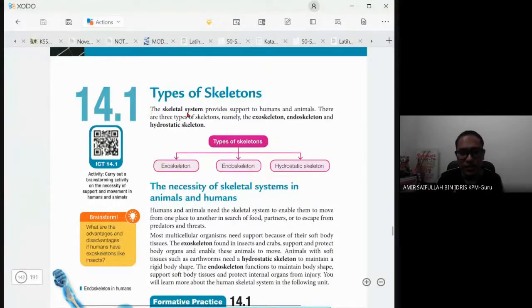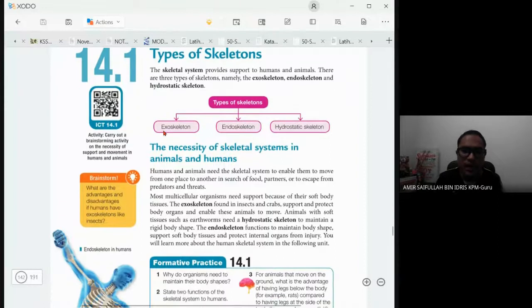The skeletal system provides support to humans and animals. There are 3 types: exoskeleton, endoskeleton, hydrostatic skeleton. Exo maksudnya luar, skeleton yang ada di luar badan. Human, we don't have exoskeleton, because luar kita ni semua lembut-lembut saja, semua our skin only. Tapi animals like crab, luar dia sangat keras. Animals like grasshopper, like insects, luar dia keras. Lagi apa lagi?